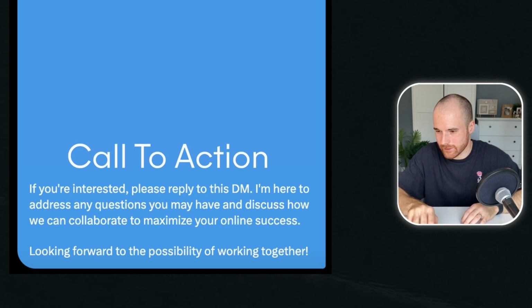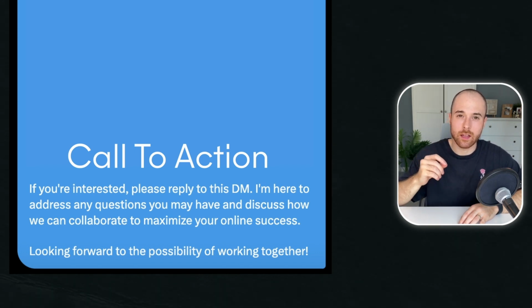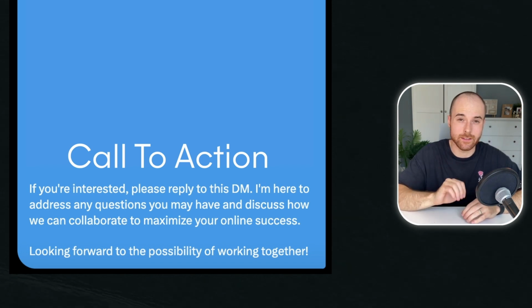Now the final part of the DM is where you want to put your CTA, your call to action. So in my message, I put this. If you're interested, please reply to this DM. I'm here to address any questions you may have and discuss how we can collaborate to maximize your online success. Looking forward to the possibility of working together. Now that was my CTA. If they were interested in my DM, if they were interested in the offer, all I asked was for them to respond to the DM. That was it. It doesn't need to be anything more and nothing less. Just get them to respond to your DM.